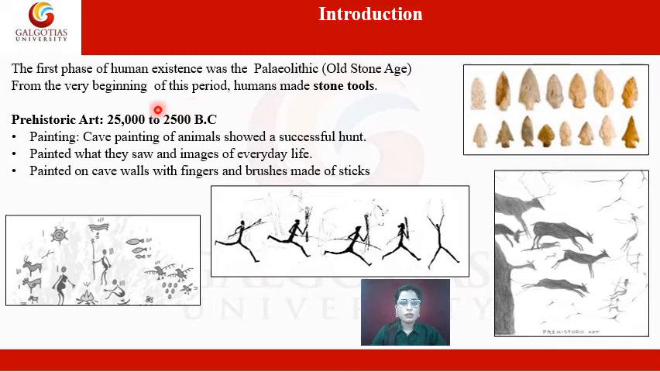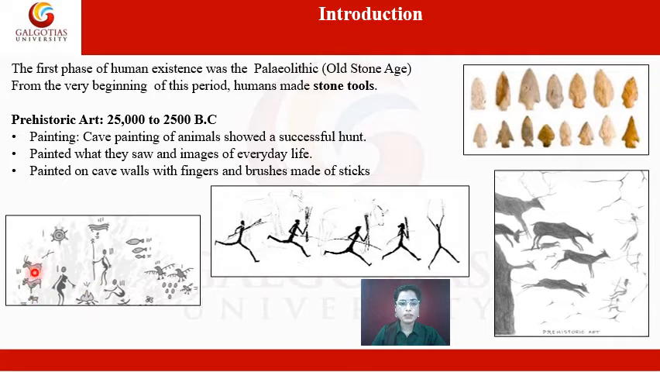Here are some other examples of prehistoric art. Basically, prehistoric art started around 25,000 to 2500 BC. They used painting. Cave paintings of animals showed a successful hunt. For example, you can see in this painting, they painted images of everyday life. You can see here the different activities shown in this painting.